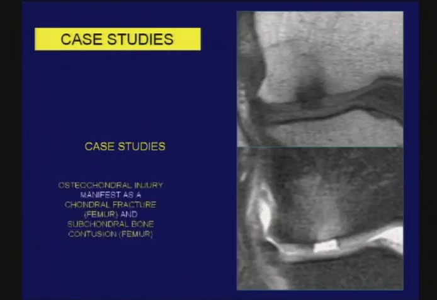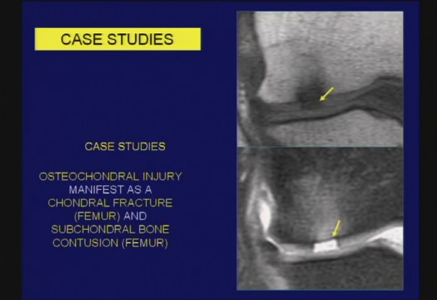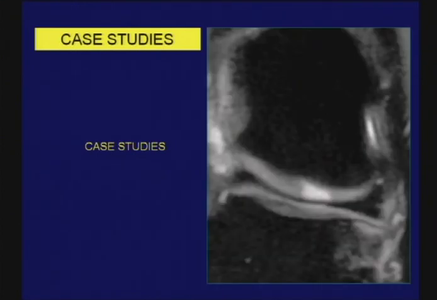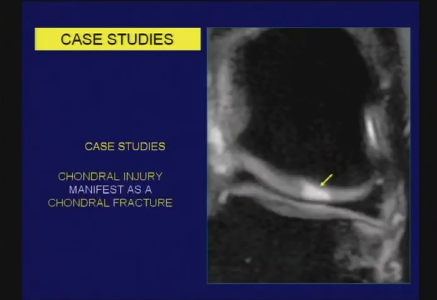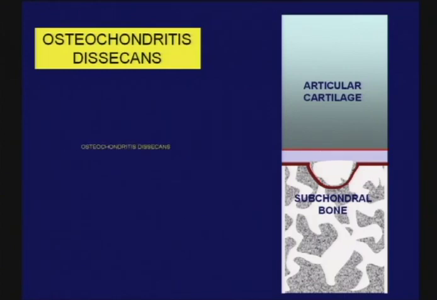Or another one. This is an osteochondral injury manifest as a chondral fracture and defect and a subchondral bone contusion. The subchondral bone plate is intact. And another one. This is a chondral injury manifest as a chondral fracture and a chondral defect, measuring whatever, all right? That's how I think that these should be described.